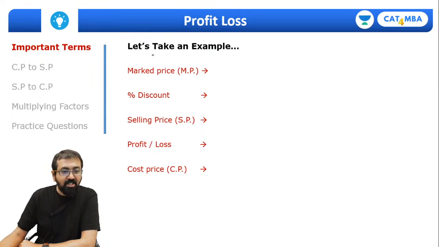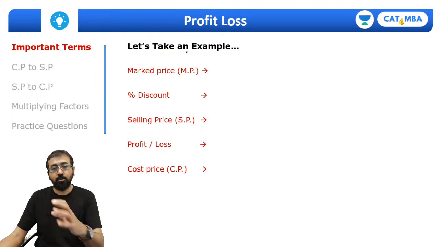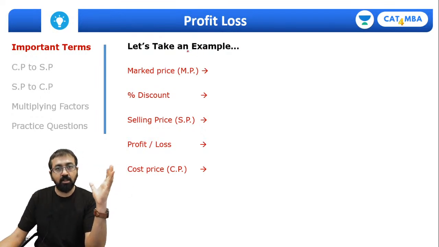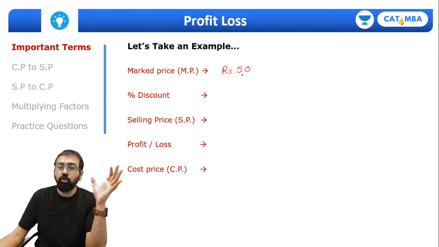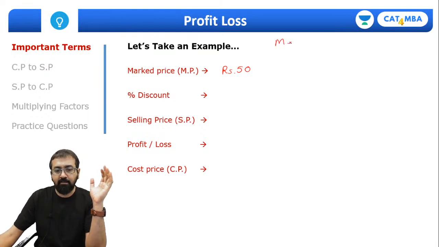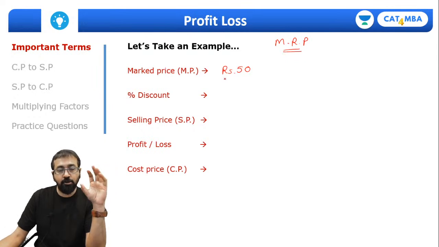Great. So guys, let's take an example. We want to understand certain terms for profit and loss. For that, let's take one example. Suppose you went to Big Bazaar to purchase something, say a soap, and the price that was mentioned on that soap was 50 rupees. Now what do we call this price? We normally call it MRP, maximum retail price. In the context of profit and loss, we will call it mark price, or you can say the printed price, the price which is printed on the article. So that's the mark price.